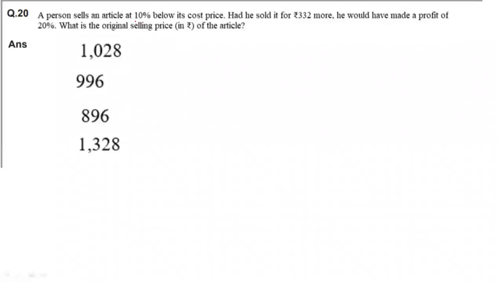A person sells an article 10% below cost price. If he had sold it for 332 rupees more, he would have made a profit of 20%. So 332 rupees extra is taking you from 10% below to 20% above, that is a total 30% increase. Now he's asking what is the original selling price. You are selling at 10% below cost price, so you're selling at 90% of cost price. If 30% is equal to 332, 90% is equal to what? Which is 3 times 332, which is 996. Go to the next one.